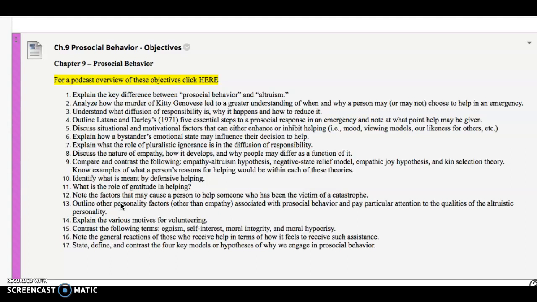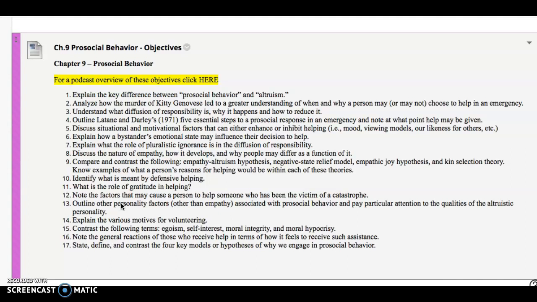Second, analyze how the murder of Kitty Genovese led to a greater understanding of when and why a person may or may not choose to help in an emergency. So it really comes down to understanding emergency type situations. What's special about those? What do people typically do when they're in those types of settings? What are some common things that tend to happen in the behavior of others?